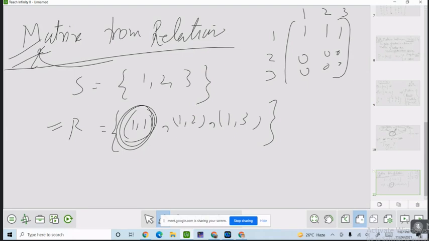Now I stop here, and tomorrow we will start. We will not start, you will start. You all start digraph.